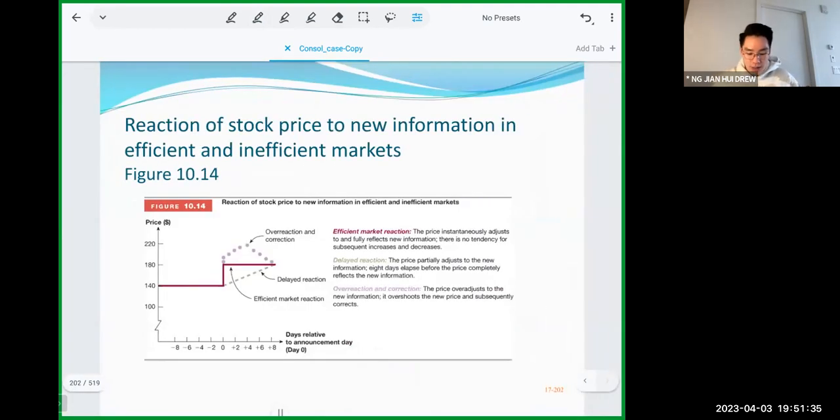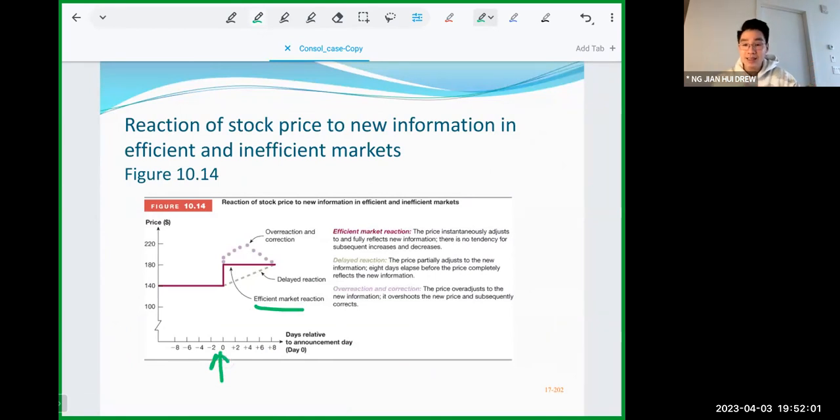Okay, so what does this mean? If it is an efficient market, let's look at the efficient market first. If it's an efficient market, what happens? Imagine there is some news being introduced in the market. So at time zero here, there is some good news that's been introduced.